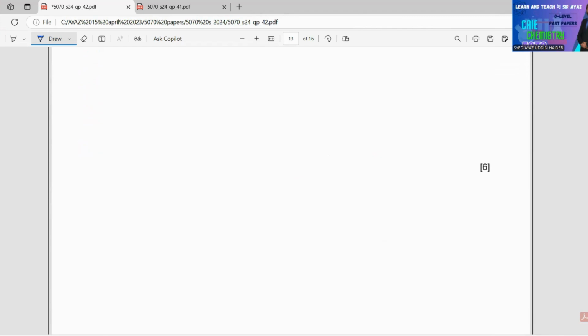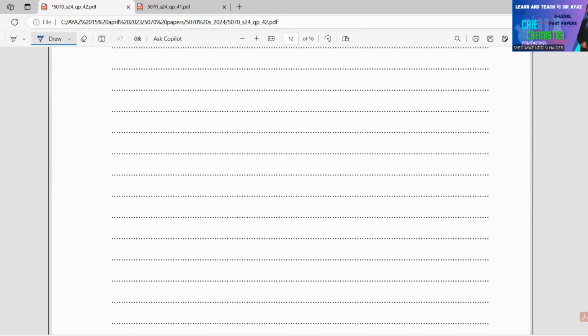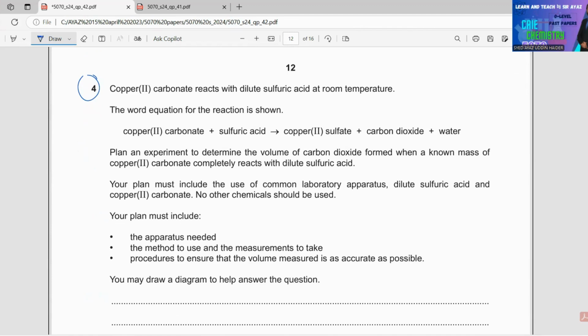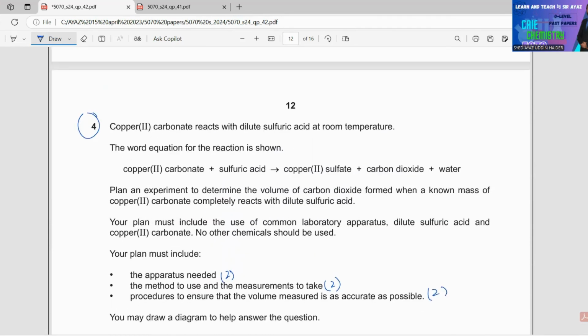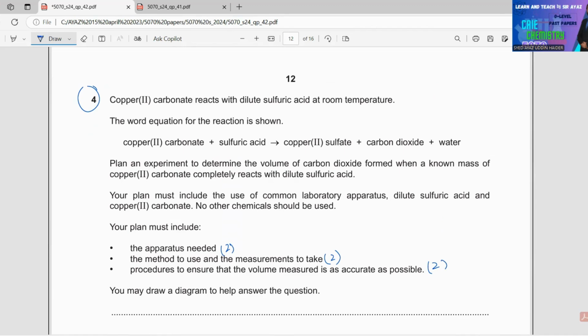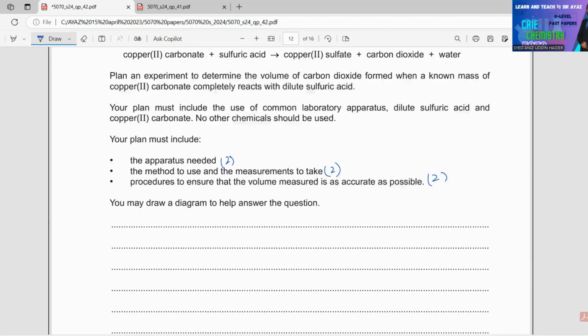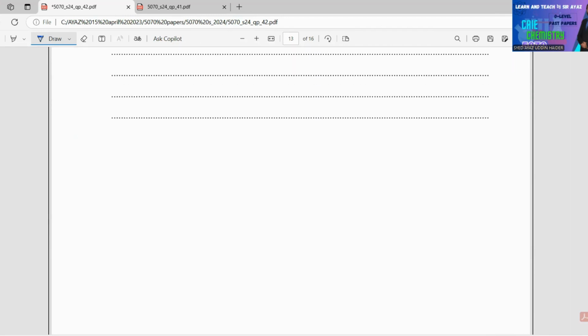Now, this question is of 6 marks. So, how are you going to divide your work? You will get a maximum of 2 marks from each section: the apparatus needed, the method, and the procedure to ensure the volume measured is accurate, which is related to accuracy. Apparatus is very easy in this case. You can draw the diagram of a suitable container. You are planning an experiment to determine the volume of carbon dioxide formed when a known mass completely reacts. So what apparatus are you expecting in this?